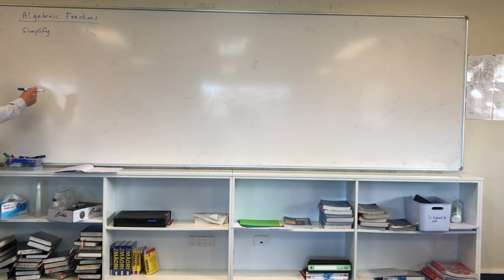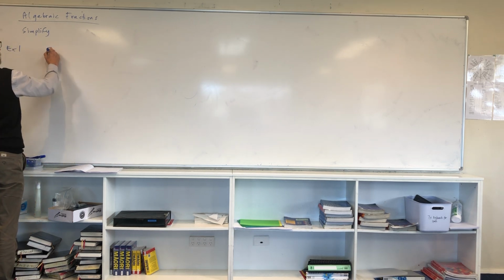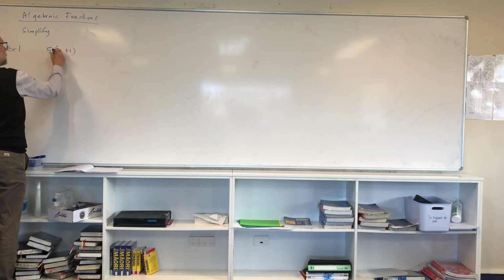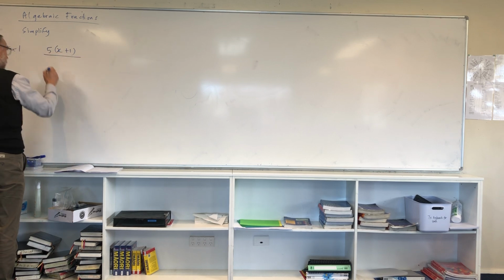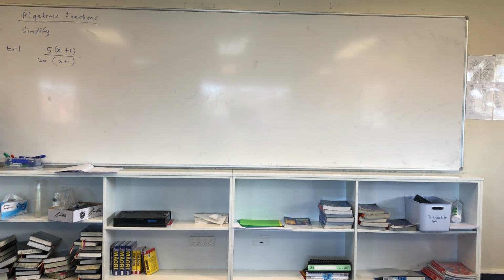Now we're looking at expressions that might be in brackets. So here's the first example for you. I've got 5 times (x plus 1) all over 20 times (x plus 1). I want you to have a look at that and see what could I possibly cancel out to simplify it, realizing that I've got a bracket in there.